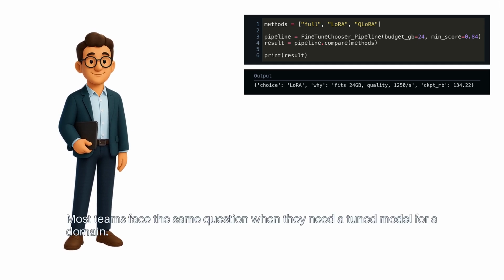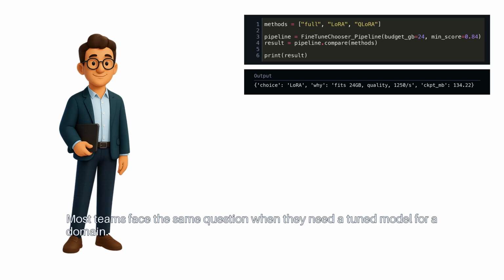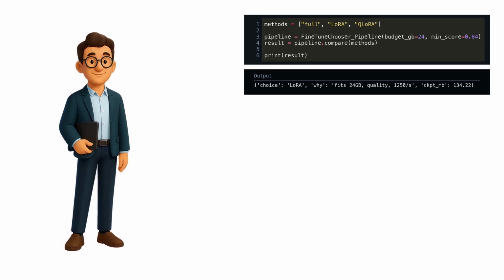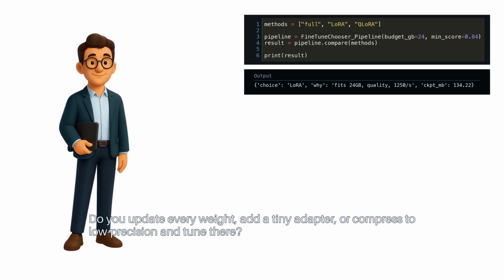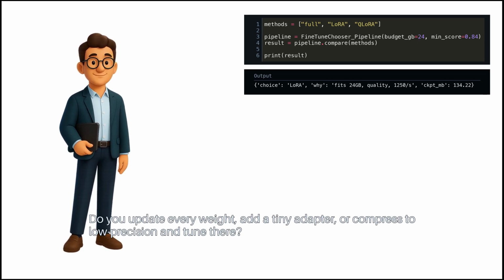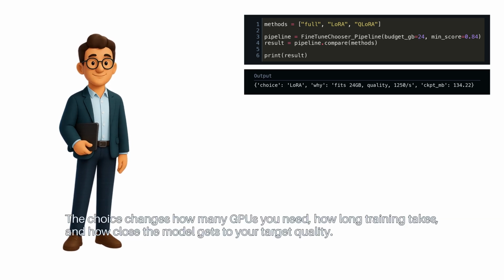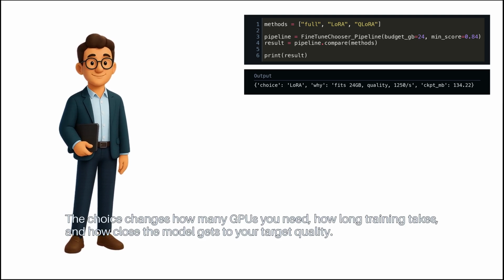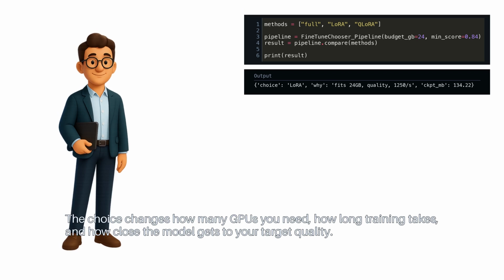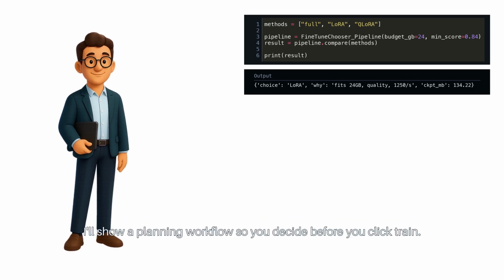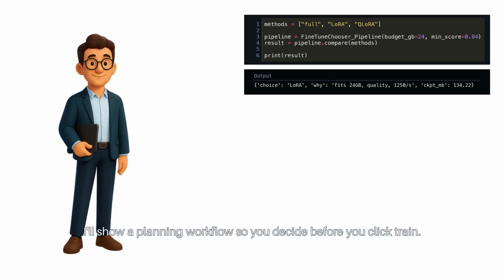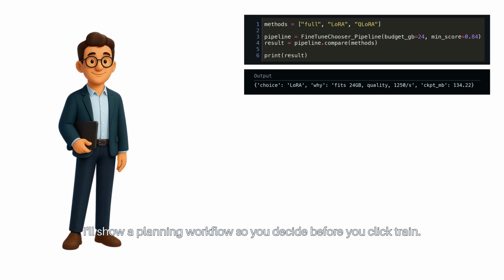Most teams face the same question when they need a tuned model for a domain. Do you update every weight, add a tiny adapter, or compress to low precision and tune there? The choice changes how many GPUs you need, how long training takes, and how close the model gets to your target quality. I'll show a planning workflow so you decide before you click train.